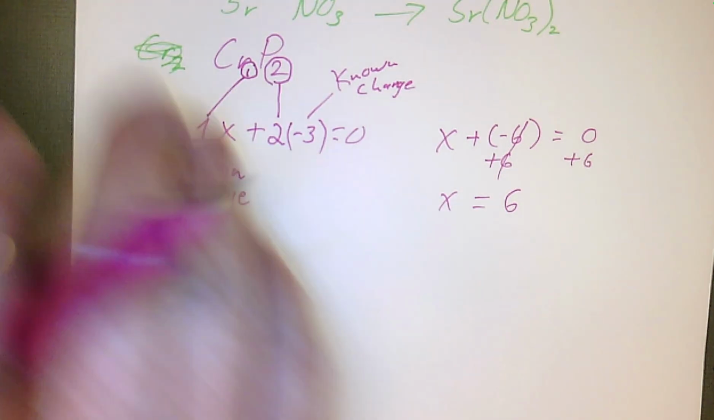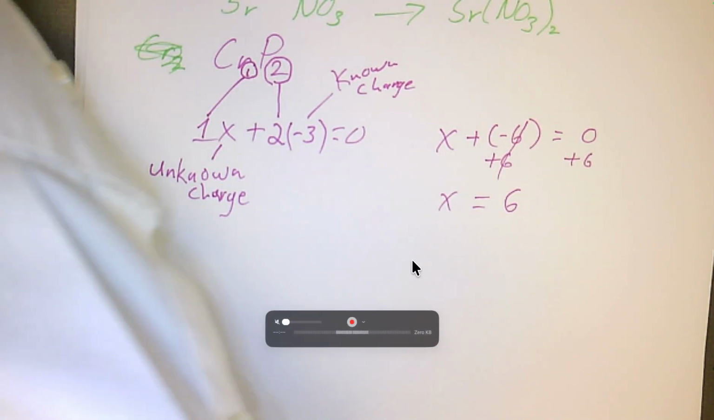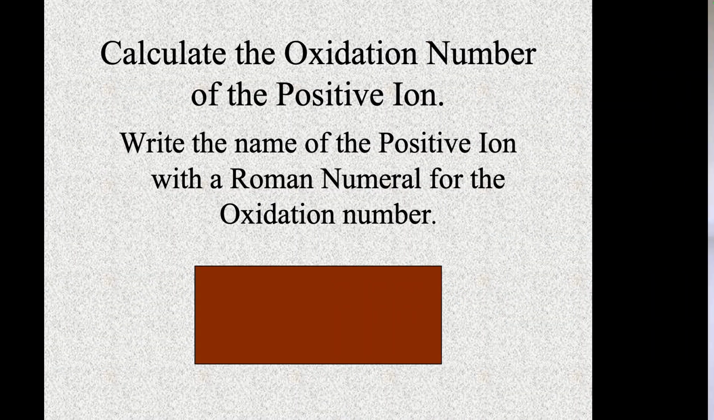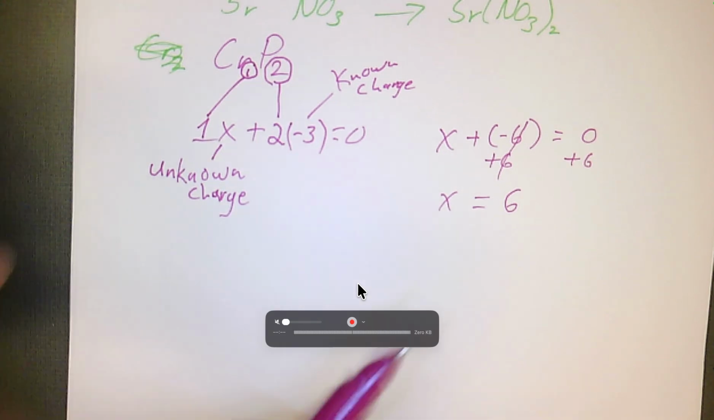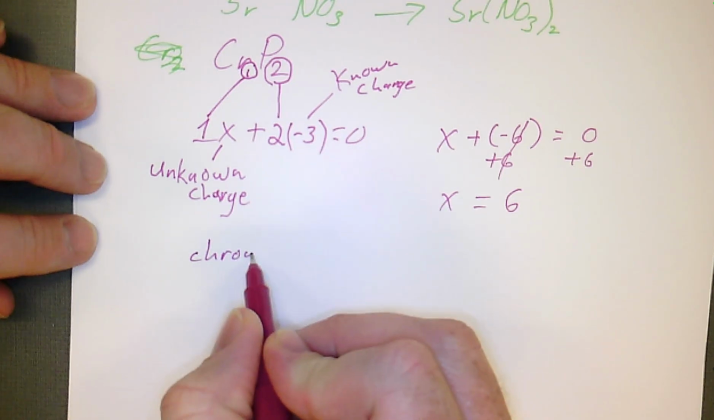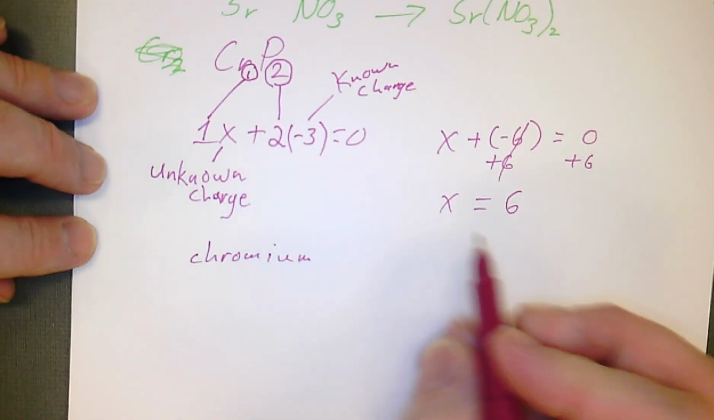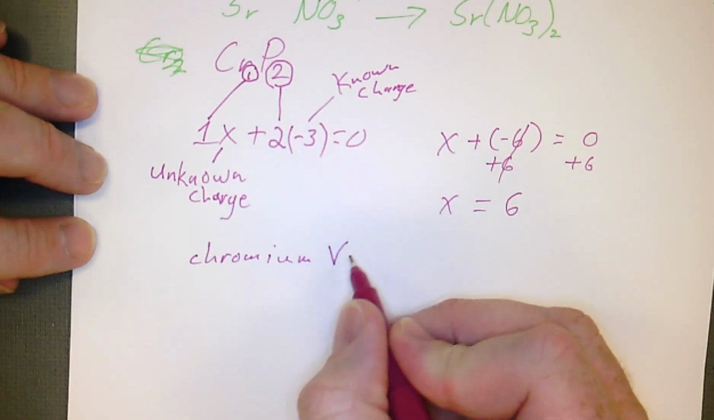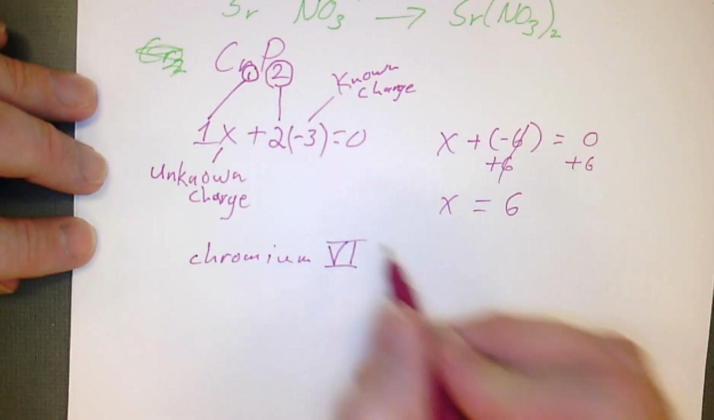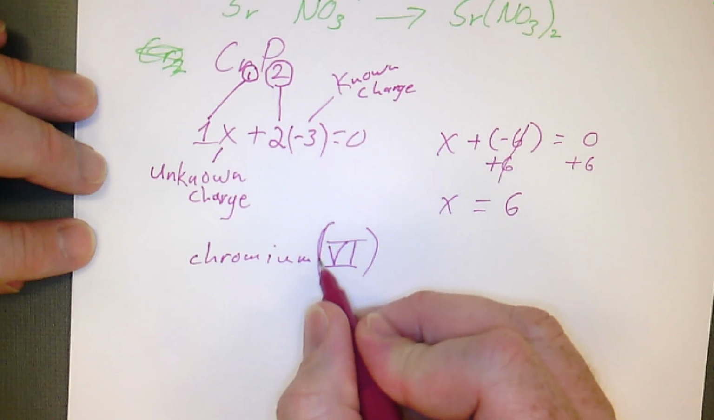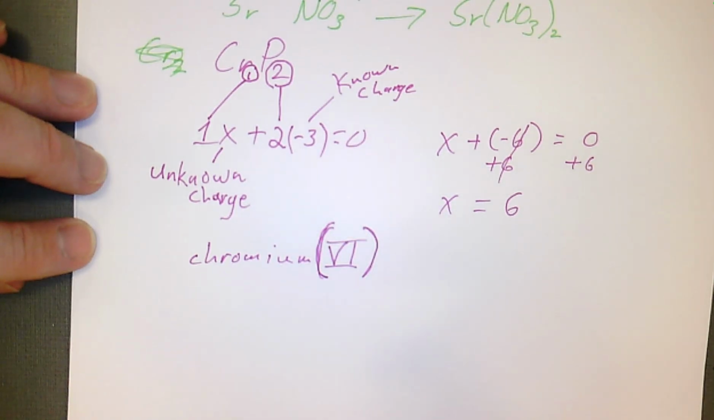Okay, so then if we go back to our flow chart, it says to write the name of the positive ion with a Roman numeral for its charge. Okay, so what is Cr? Chromium. So chromium. And then the Roman numeral for 6 is VI. And what do we do with the Roman numeral? We put it in parentheses. All right, put parentheses around it. All right, we're that far so far.